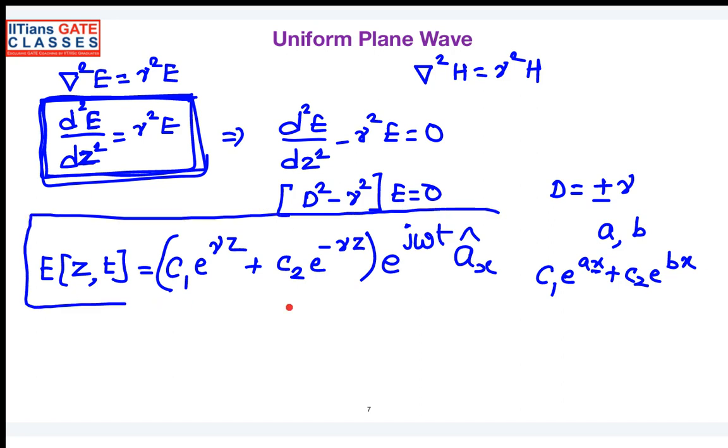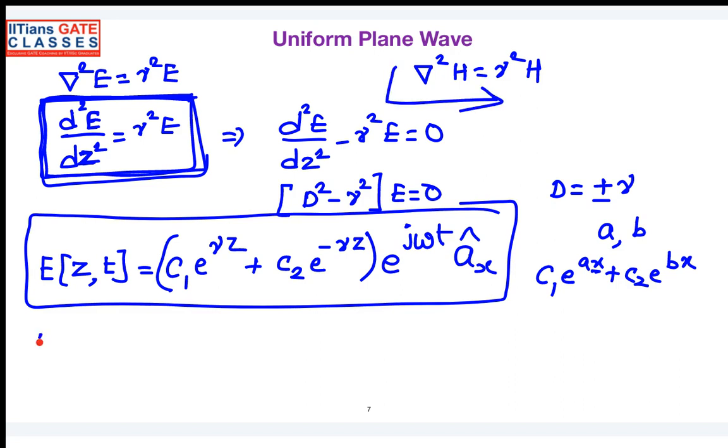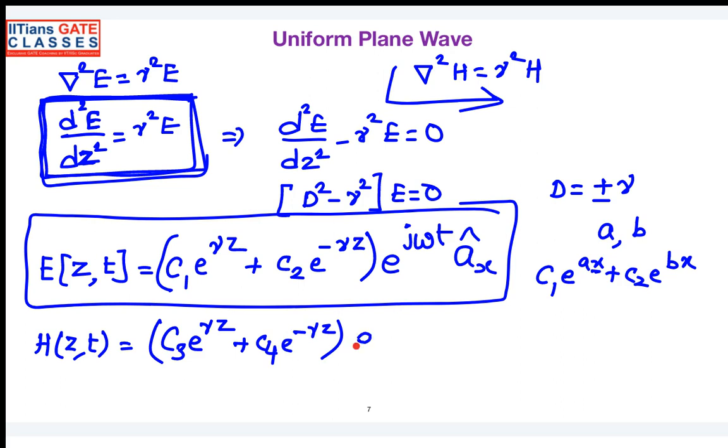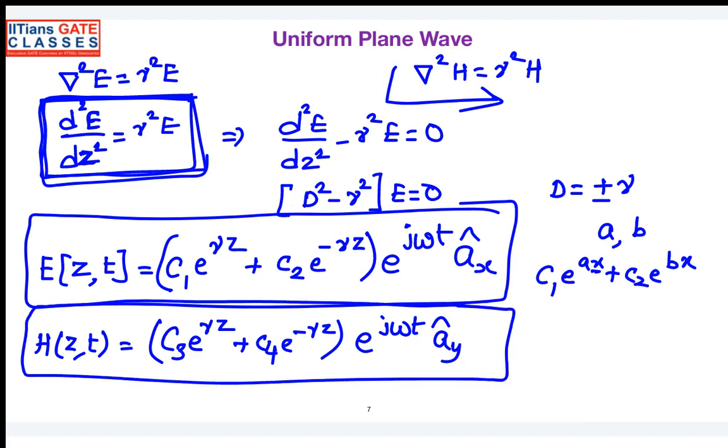Similarly, you can do the same thing for the magnetic fields. I can write the equation something like this. H of z comma t is equal to some constant C3 e power gamma z plus C4 e power minus gamma z. Same procedure, right? So you are going to get the same equation like this: e power j omega t into direction will be a y cap. So these two are very, very important equations which you have to remember forever.